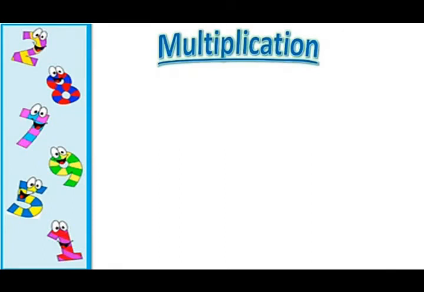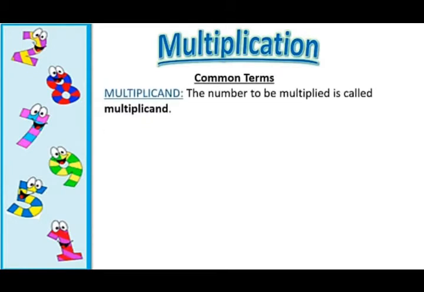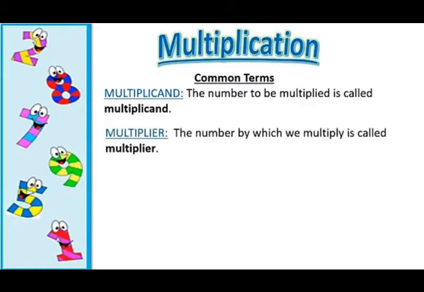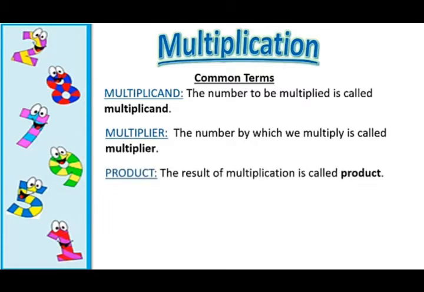Now the third mathematical operation is multiplication. Let us see that. The common terms used in multiplication are multiplicand. The number to be multiplied is called multiplicand. Multiplier. The number by which we multiply is called multiplier. Product. The result of multiplication is called product.